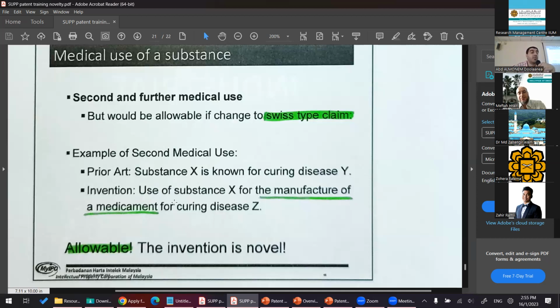But now you can see it's for product. It's not for the use. It converted it to product. We call it Swiss type claim.